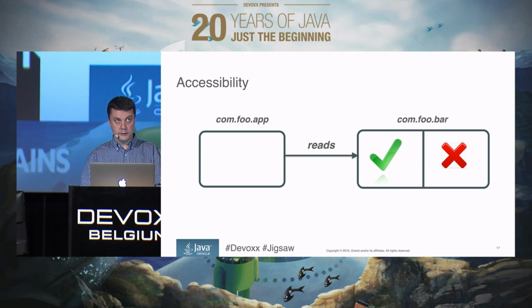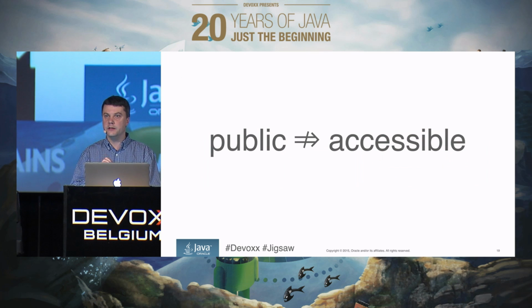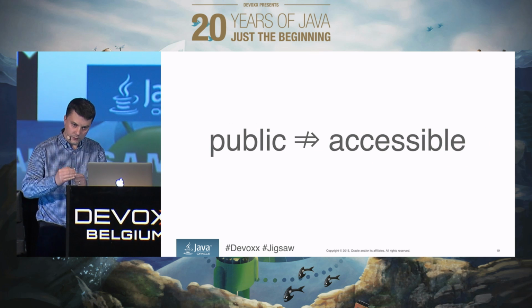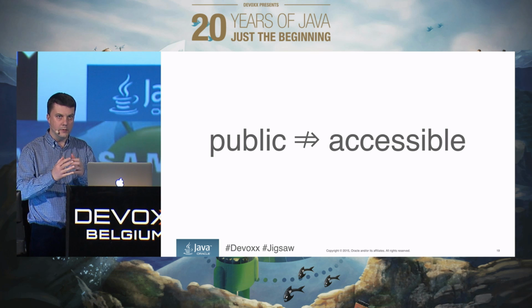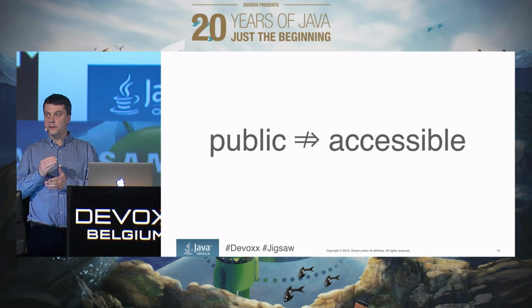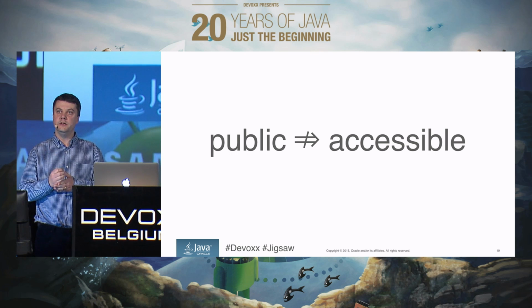In tomorrow's Under the Hood talk, we'll go through a lot more of the details about what this means and how this notion of public changes with modules. But the main thing to take from what I've just gone through here, aside from understanding what readability and exports and what this means for encapsulation, is public no longer means accessible. This is a really fundamental change to the platform. For the last 20 years, all public types have been accessible.